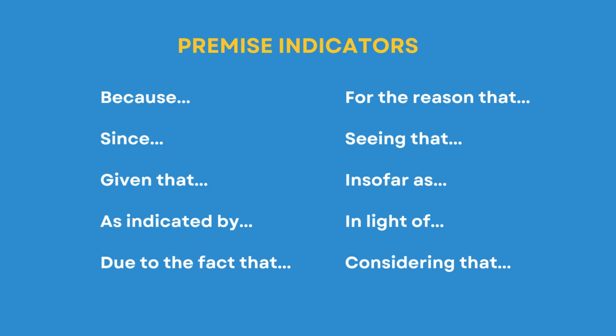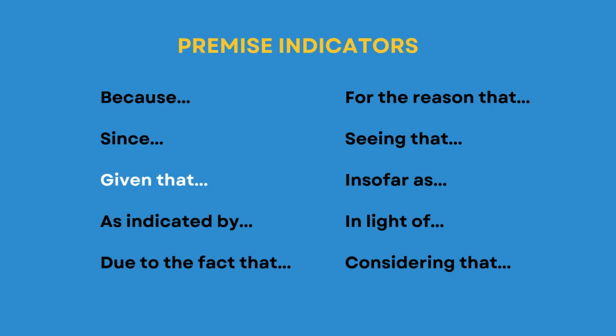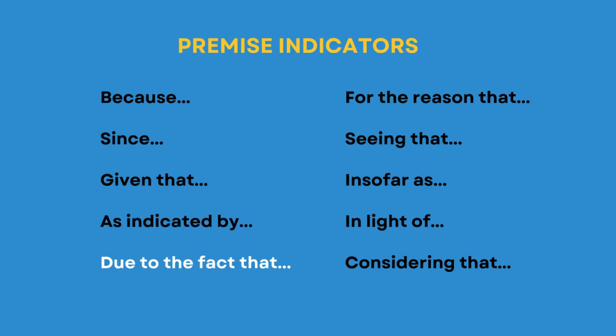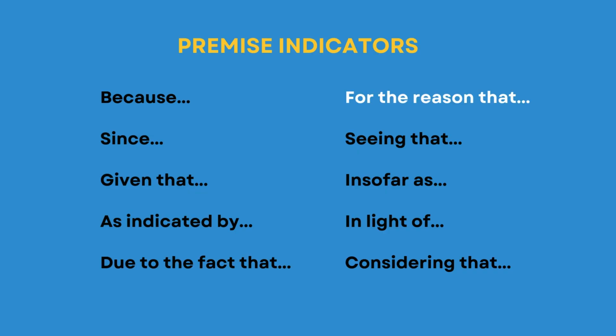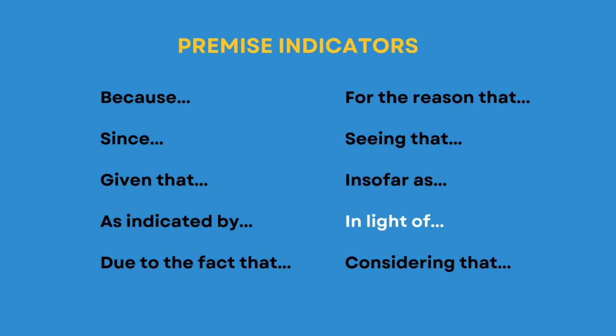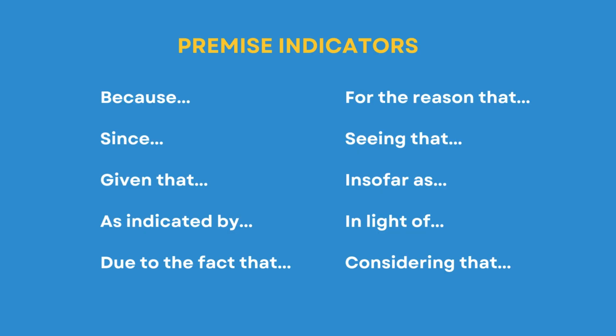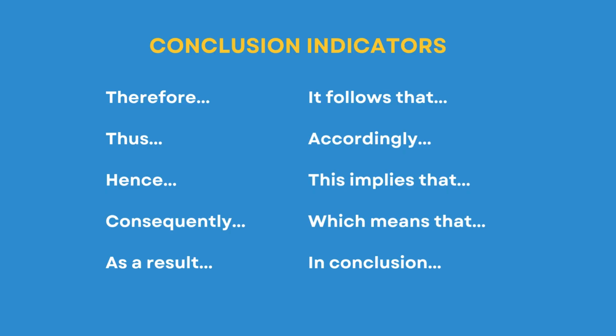Here is a list of typical premise indicators. Premise indicators: because, since, given that, as indicated by, due to the fact that, for the reason that, seeing that, insofar as, in light of, considering that. Whenever these words or word phrases are used, the statement that follows these words or word phrases will usually be a premise.